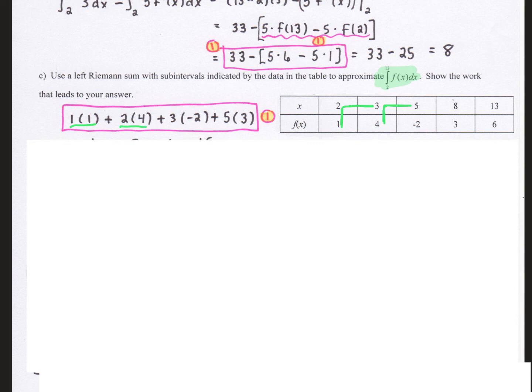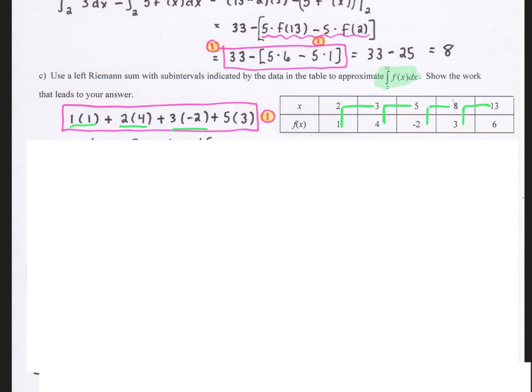That's my second one. And then this is 3 times negative 2, and my last one is a 5 times 3. Remember, you have to show products and sums, so you want to make sure that whenever you do any of these Riemann sums, you have multiplications shown as well as the addition shown, and that's going to earn you a point.